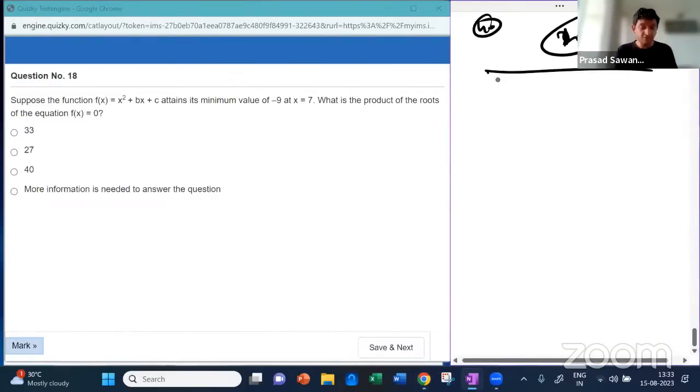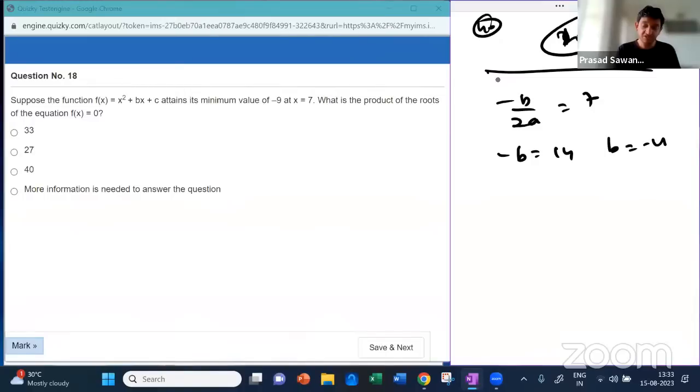Attains its maximum value. I think it's minus b by 2a, where it attains its maximum value of minus 9 at x equal to 7. Okay. Or minus b is 14, b is minus 14, I believe.